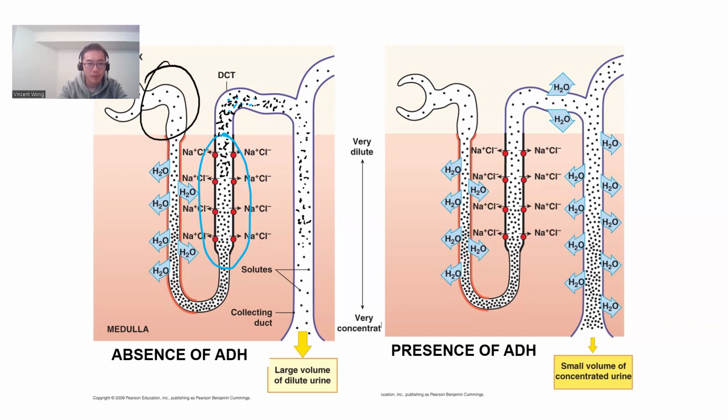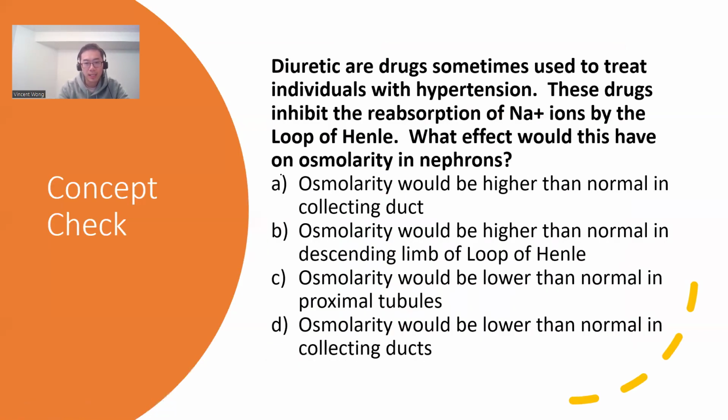It would have no effect on the proximal tubule. It would have no effect on the descending limb. But the filtrate will be more concentrated in the distal tubule and collecting duct. So that's the answer. There are more dots, more sodium chloride, because you're not taking it back. The drug is blocking it. And so all the sodium that's in the collecting duct and distal tubule will actually suck water from the surrounding, making you pee more. And that's ideal if you have high blood pressure. You want to pee out.